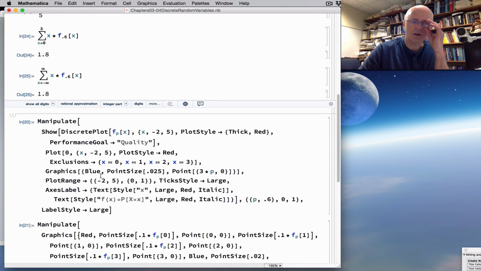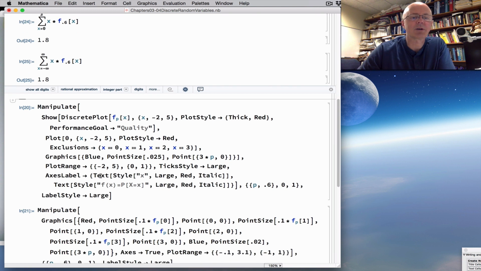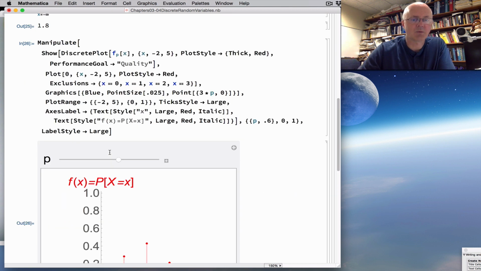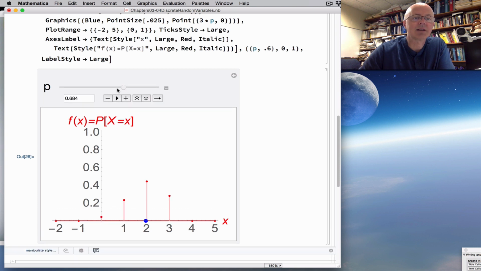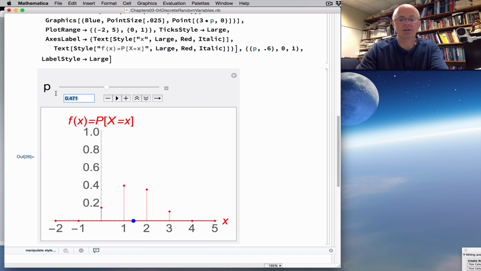How could we give meaning to the mean? Geometrically or physically interpret it? You can do it this way. Here's the graph of the PMF, and I can change the value of P, the probability of success, and you see the PMF changing. The blue dot is the location of the mean. When P was 0.6, as it was in our problem, it's at 1.8. That blue dot is at 1.8. If P were 0.5, if it were a fair coin, then the blue dot is at 1.5. I hope that makes sense.